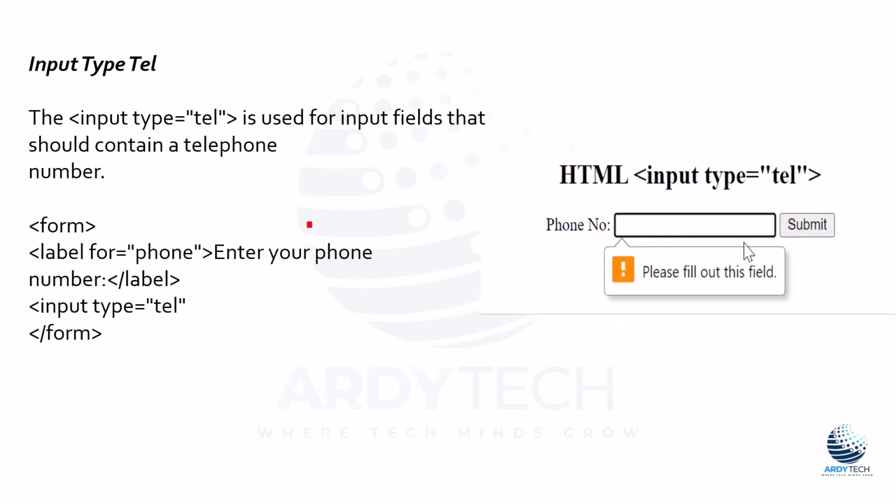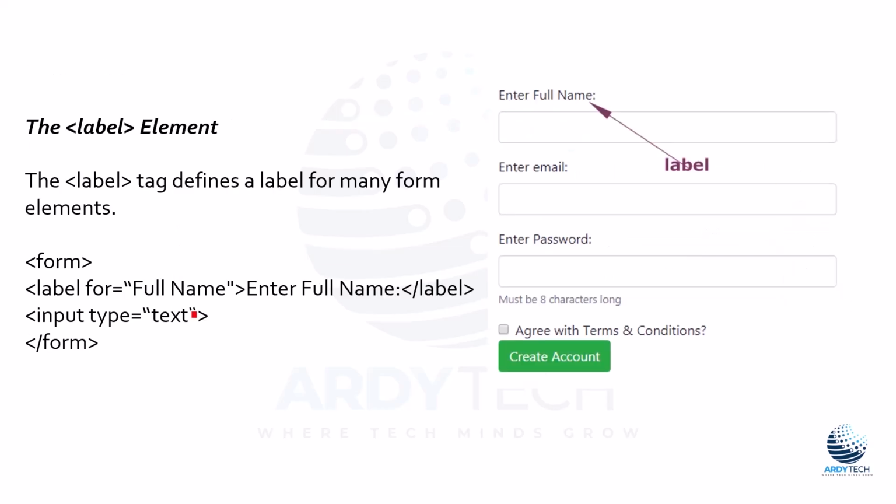The input type tel is used for telephone numbers. This is used so that the user can have the ability to enter their telephone number on this input field. Label is also another important element when it comes to form designs. The label tag defines a label for many form elements.